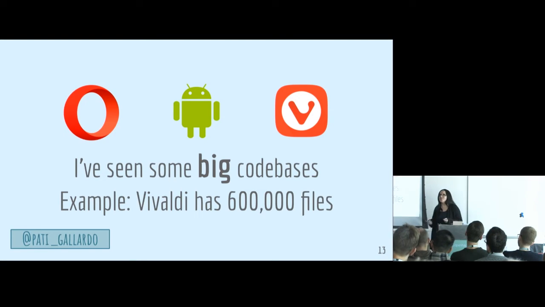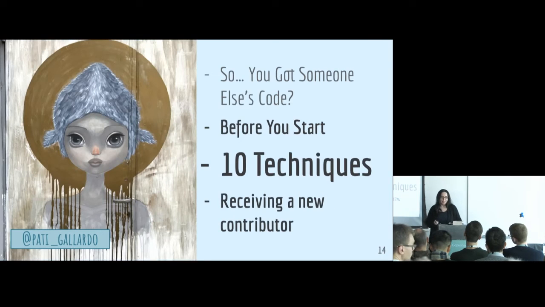And not only that, you have 600,000 files and you want to change one button. Okay, so you need some way to even find the code that has to do with the functionality that you want to alter or the functionality that you want to learn. You actually have to find it first. So I'm going to show you some things that I usually do before I get started. And then I'm going to show 10 techniques that I use for trying to understand.